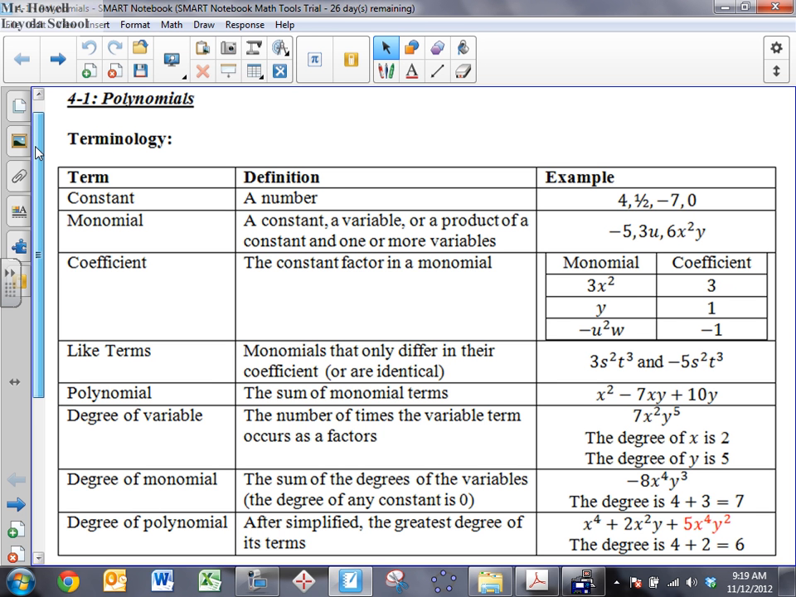It's non-existent. Like terms, and that's important, by the way. Remember the matrix, when you're missing the variable, you put the zero placeholder there. That's why I'm going over that, so we recall it when we use it. Like terms are monomials that only differ in their coefficients, or they're identical. Everything else is the same except their coefficients. The 3 and the negative 5 are the only things that differ. You could have a 3 in front of both of them, and they're still like terms, and maybe you could add them together. Or maybe you could subtract them and get 0. Let's see what else. Polynomial, the sum of monomial terms, so several of them.